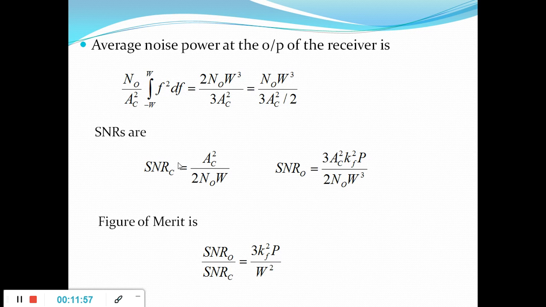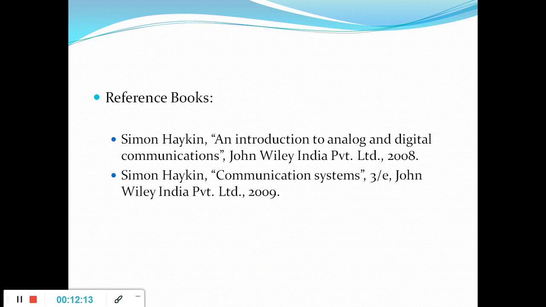Therefore, the various SNRs are the SNR at the channel and the SNR at the output, and the figure of merit is the SNR at the output by the SNR at the channel, which is equal to 3 kf square P divided by W square.